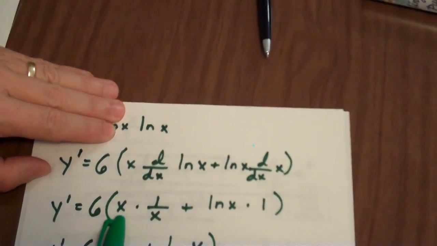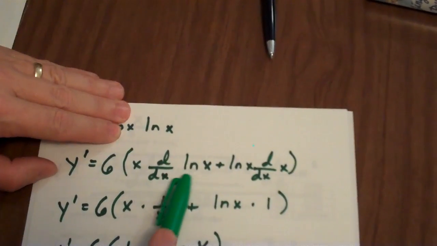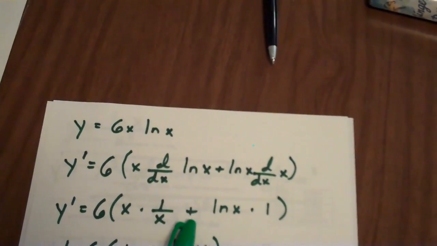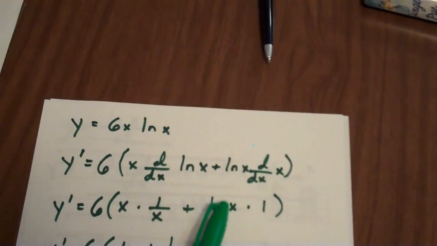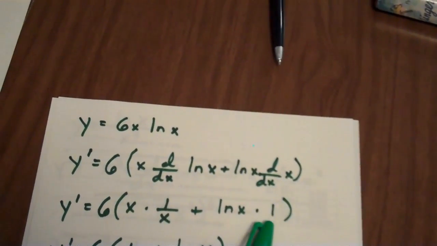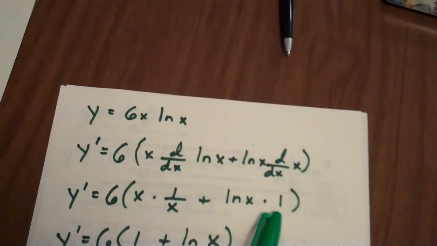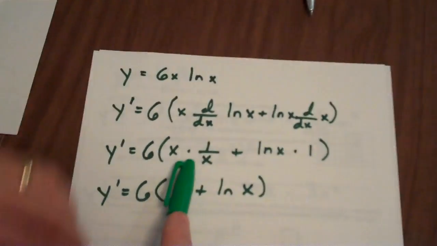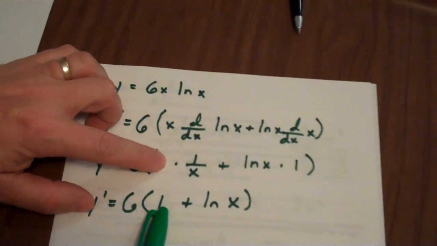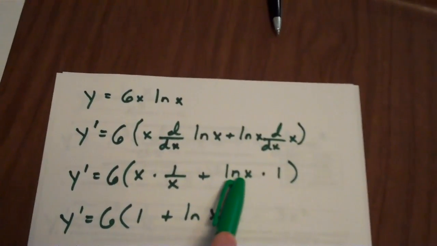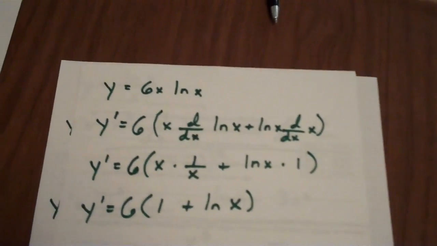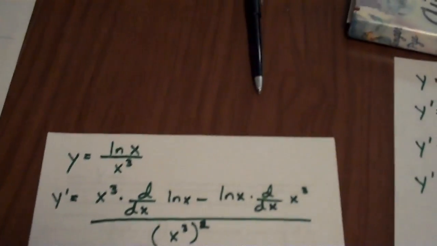We have x. The derivative of the natural log of x is 1 over x plus the natural log of x times the derivative of x, which is 1. And now let's do a little simplification. The x's cancel, and I'm left with just 1. And 1 times the natural log of x is the natural log of x. Let's take a look at a quotient now.